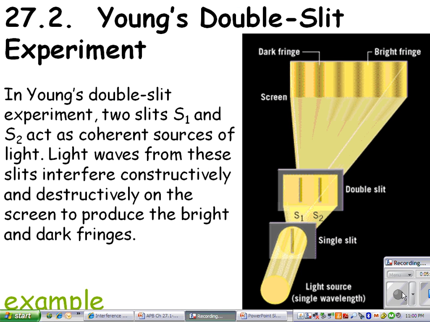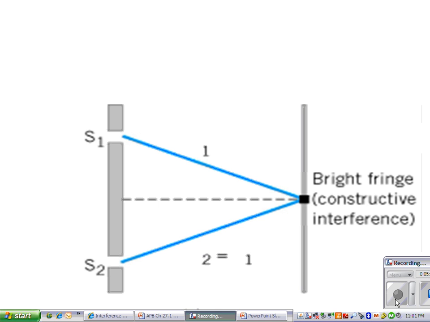So what happens is in the Young's double slit experiment, the two slits S1 and S2 act as coherent sources of light. Light waves from these slits interfere constructively and destructively on the screen to produce the bright and dark fringes. Here is a top view of slit 1 and slit 2 meeting at the middle here for constructive interference.